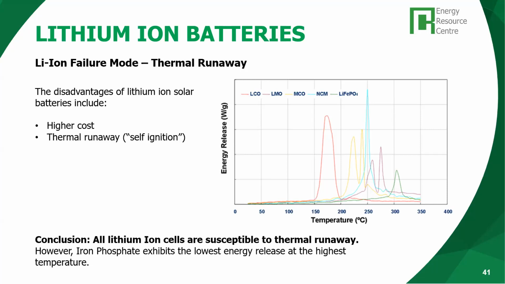So in this graph here, we can see the comparison of different lithium-ion battery technologies. And again, the iron phosphate batteries are the ones that have, let's put it that way, fewer problems with thermal runaway. They burn less, and they burn at much higher temperatures if they happen to burn. So again, the iron phosphate lithium-ion batteries are the best suited ones for solar applications.